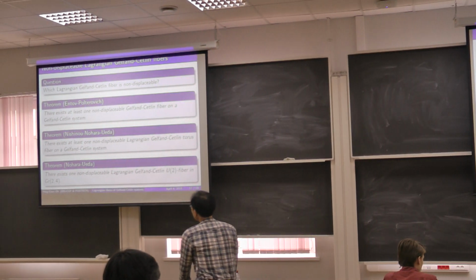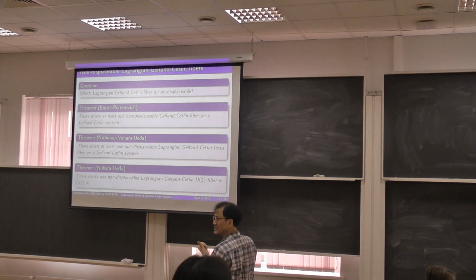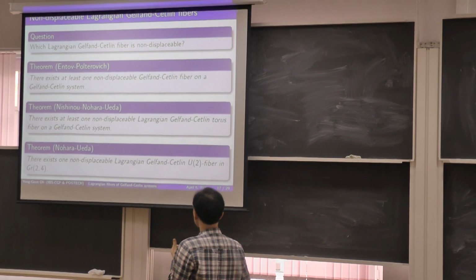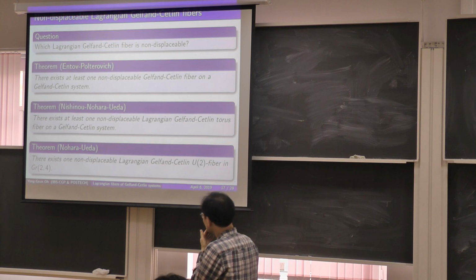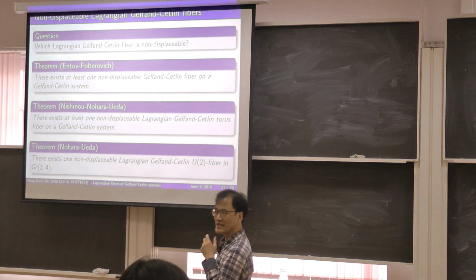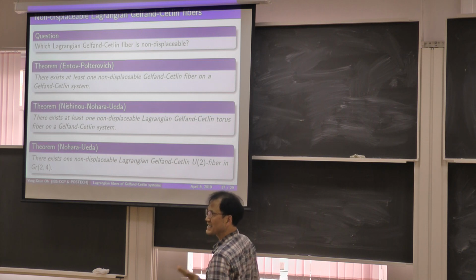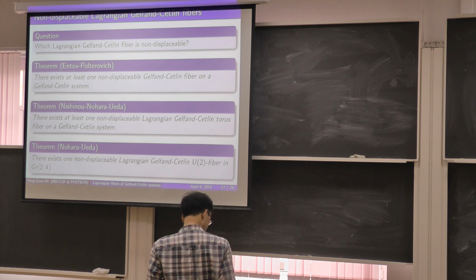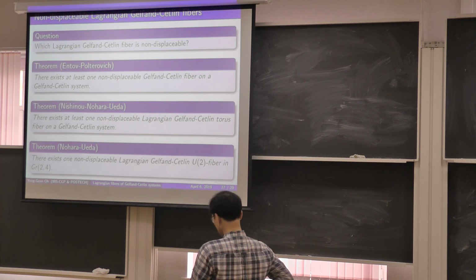And then Nohara and Ueda proved in some cases there is some non-torus fiber which comes from the fiber over the point in the boundaries of this polytope, which is not a torus, okay? But it's non-displaceable. What they did is they explicitly computed the so-called Floer homology for that particular fiber by describing all the holomorphic disks associated with it. So there is actually a non-torus fiber that is non-displaceable.